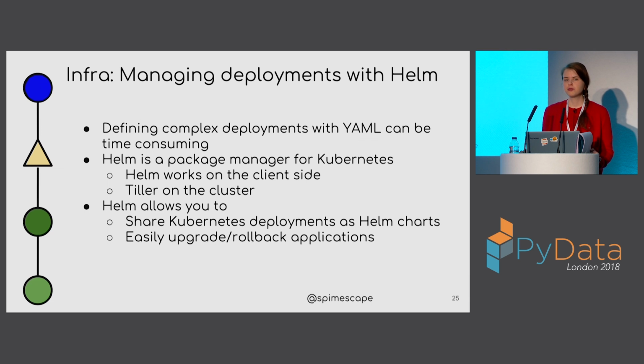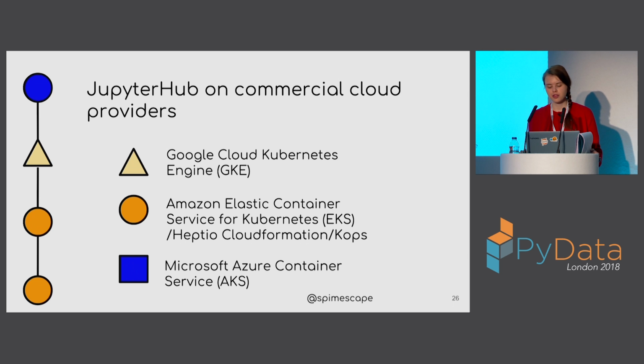Right. So to prepare for this talk, I tested out the open source JupyterHub Helm charts on 3 different commercial cloud providers. Google Cloud's Kubernetes Engine. Amazon, unfortunately, doesn't have a native Kubernetes solution yet. They've recently launched something called EKS, but it was still in preview mode only, so I wasn't able to run tests with that.